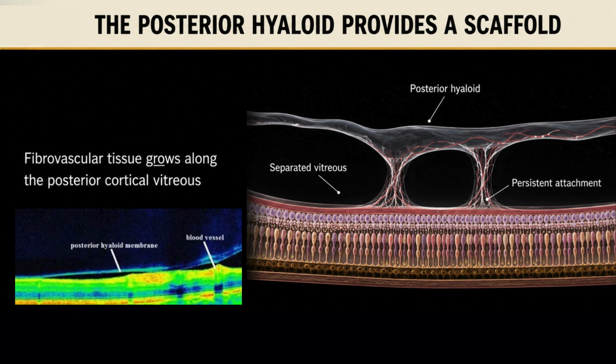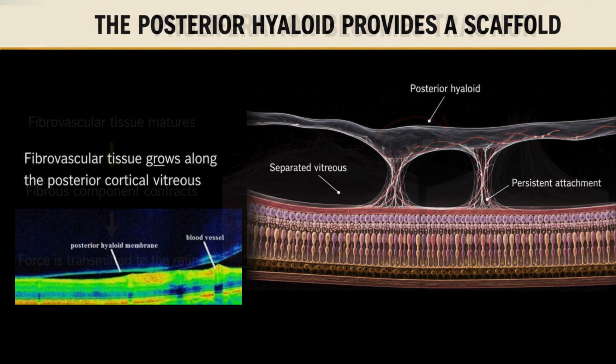An important structure in this process is the posterior cortical vitreous, also called the posterior hyaloid. The posterior hyaloid basically provides a scaffold along which the neovascular and the fibrovascular tissues can grow. Their pattern of proliferation therefore depends partly on where the posterior vitreous has already separated and where it remains attached to the retina.